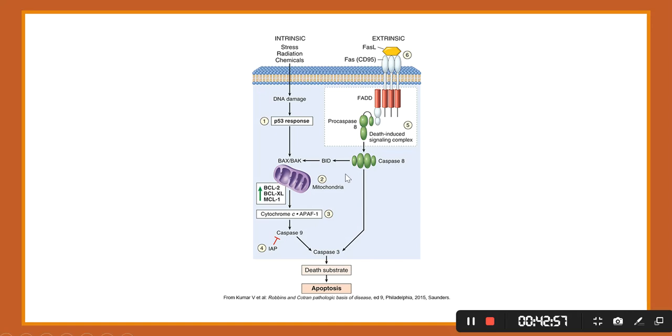Just today have a look at the diagram. It was the same. This is the extrinsic ligand, caspase 8, caspase 3, that's substrate, apoptosis, and this is the intrinsic one which is causing DNA damage. P53 is problematic, and because of that there is caspase 9 which activates caspase 3 and the cell undergoes death. But if there is no P53 or if the P53 is defective over here, this thing will not go on, right? This process will not happen, so apoptosis will not happen, so the cell will keep on multiplying.